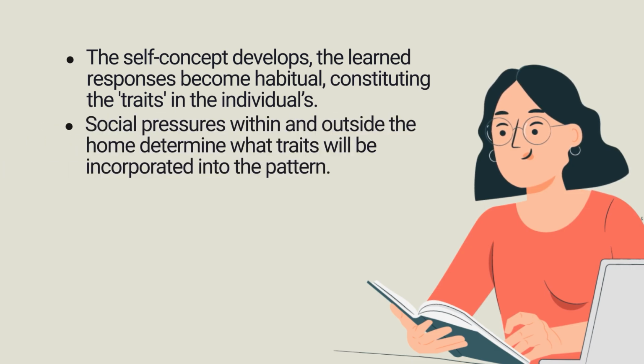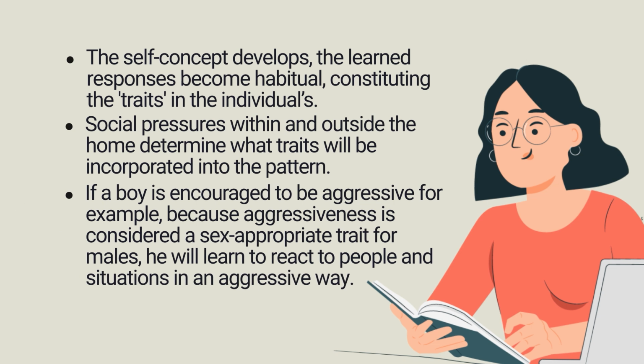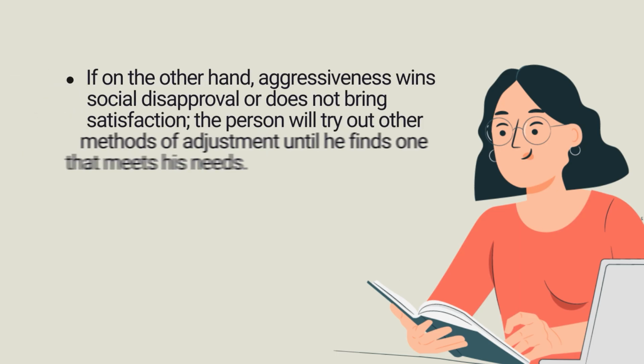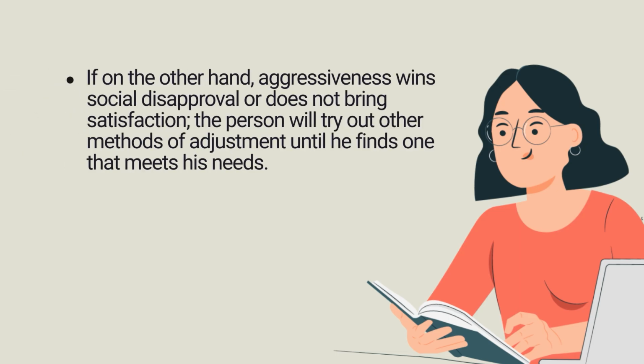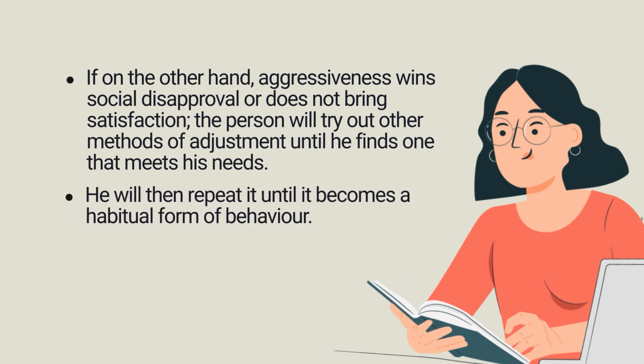Social pressures within and outside the home determine which traits will be incorporated into the pattern. If a boy is encouraged to be aggressive, for example, because aggressiveness is considered a sex-appropriate trait for males, he will learn to react to people and situations in an aggressive way. If, on the other hand, aggressiveness wins social disapproval or does not bring satisfaction, the person will try out other methods of adjustment until he finds one that meets his needs. He will then repeat it until it becomes a habitual form of behavior.